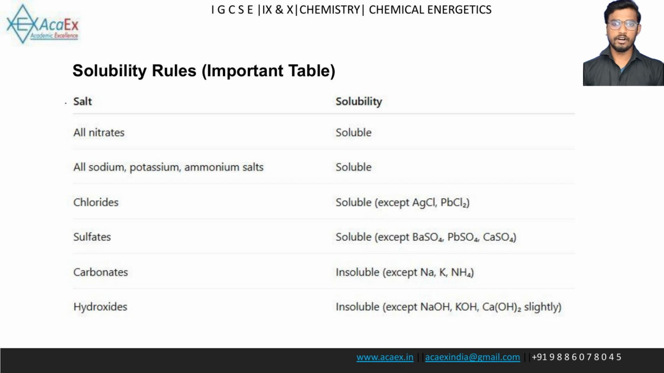Most sulfates are soluble, with the main exceptions being barium sulfate, BaSO4, lead(II) sulfate, PbSO4, and calcium sulfate, CaSO4. Most carbonates are insoluble except for those of sodium, potassium, and ammonium. Most hydroxides are insoluble except for sodium hydroxide, NaOH, potassium hydroxide, KOH, and slightly soluble calcium hydroxide, Ca(OH)2.